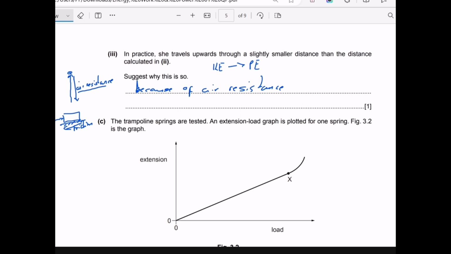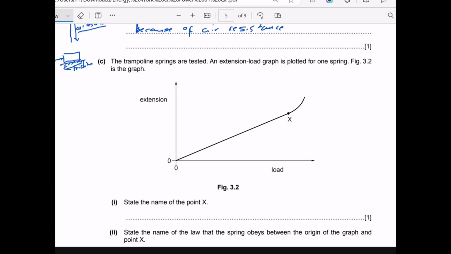Let's go to the next question. Again, there's another question. The trampoline springs are tested. An extension load graph is plotted for one spring, Fig 3.2. You see, this is the same question again. It comes back. There's an extension load graph. They love an extension force graph instead of a force extension graph. They flipped the graph, right? So this is what you were supposed to draw in the first question. This is what they wanted.